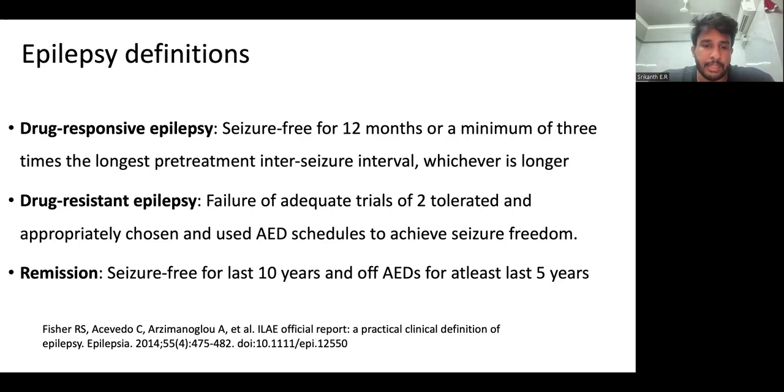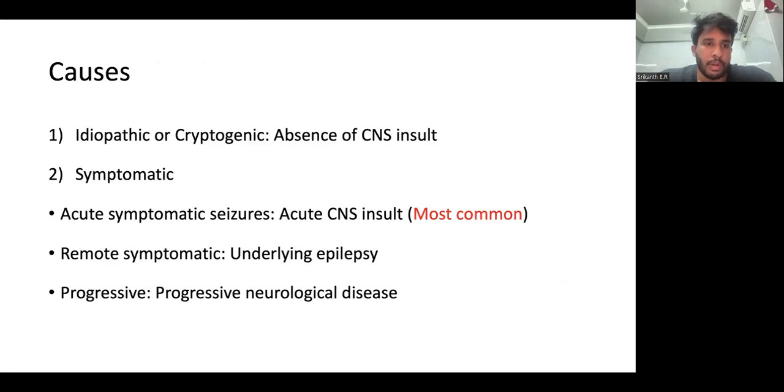Remission is when the patient is seizure free for at least 10 years and off AEDs for at least 5 years. Then you can say the patient is no longer fitting into the diagnosis of epilepsy. He's in epilepsy remission, basically. So what are the causes of seizures? You have idiopathic seizures and you have symptomatic seizures.